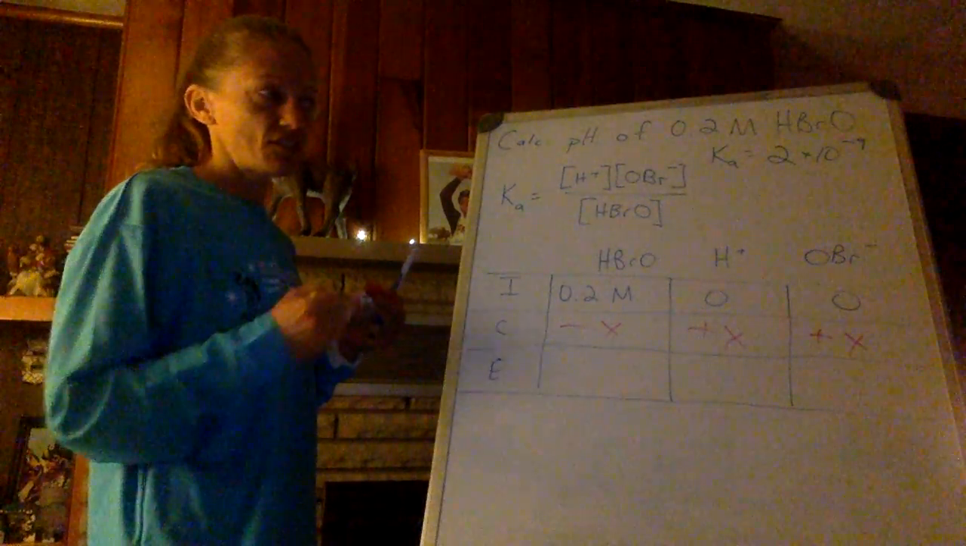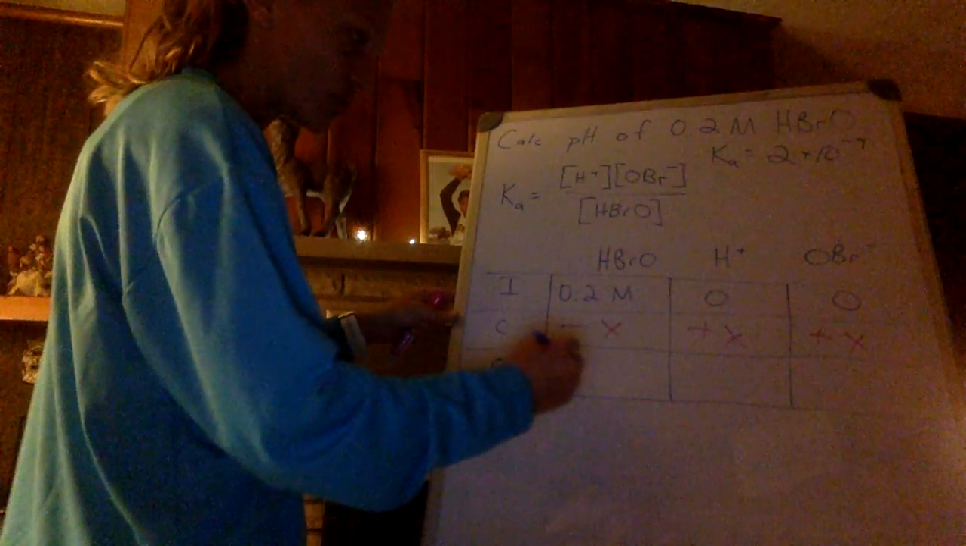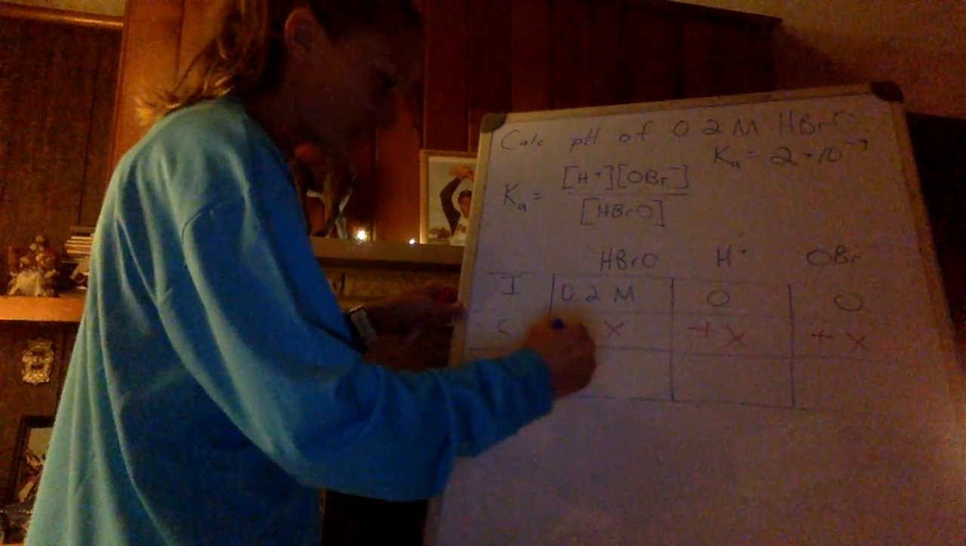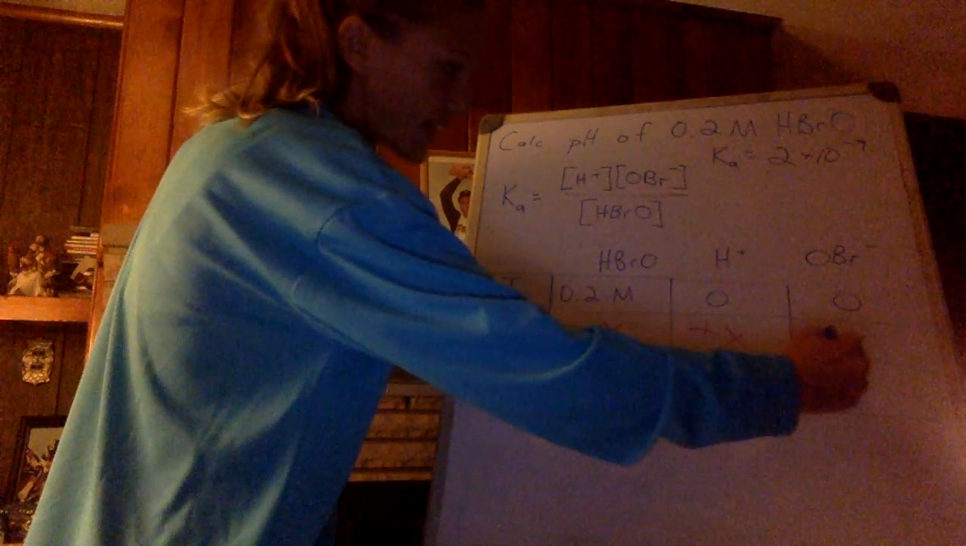I'm going to lose HBrO and make H plus and OBr minus. That's what I do. So my equilibrium concentrations, remember this happens fast, are 0.2 minus X molar, X molar, and X molar. Sweet. So let's set this up with Ka.